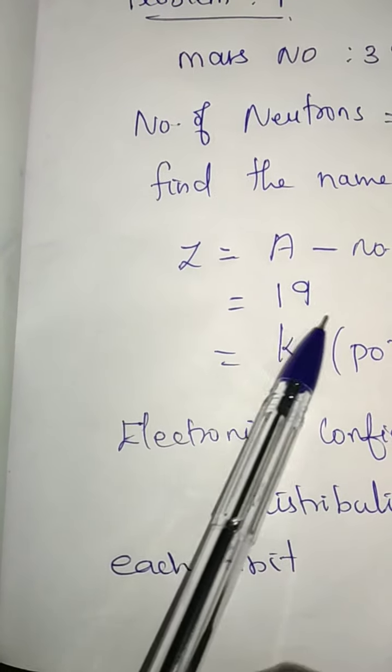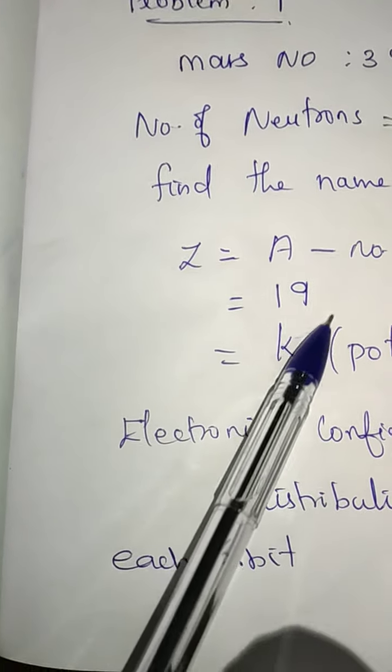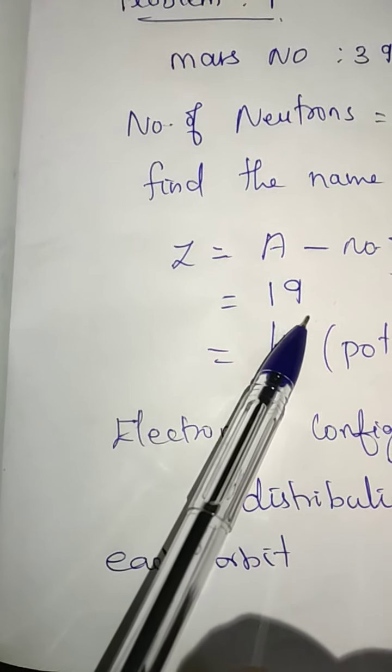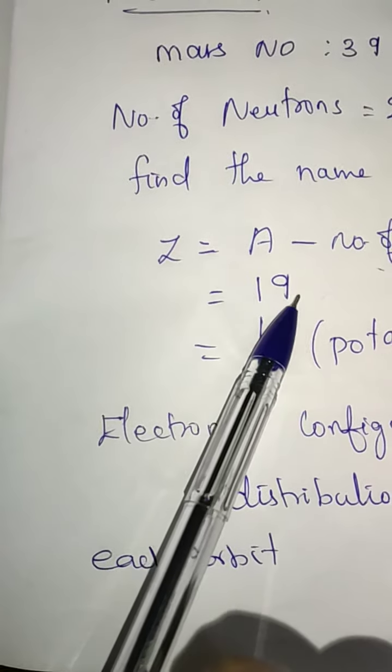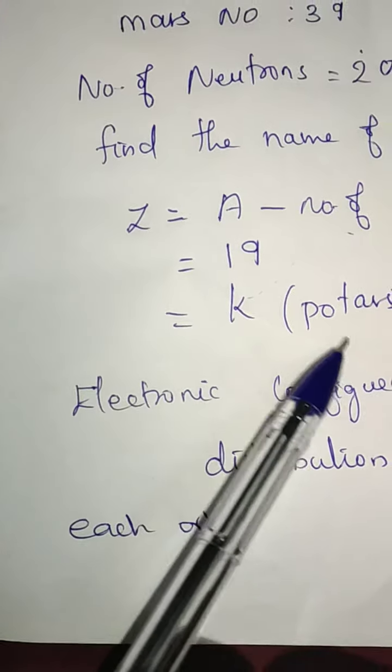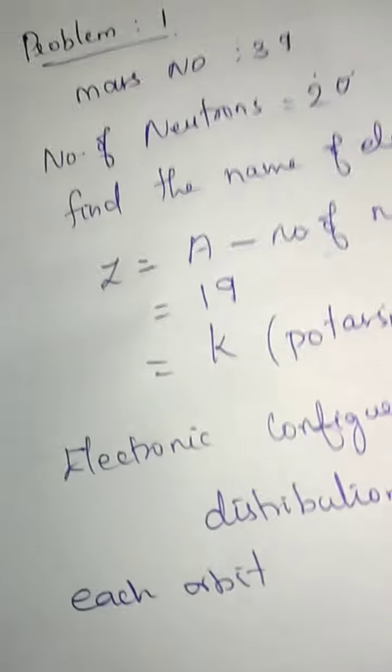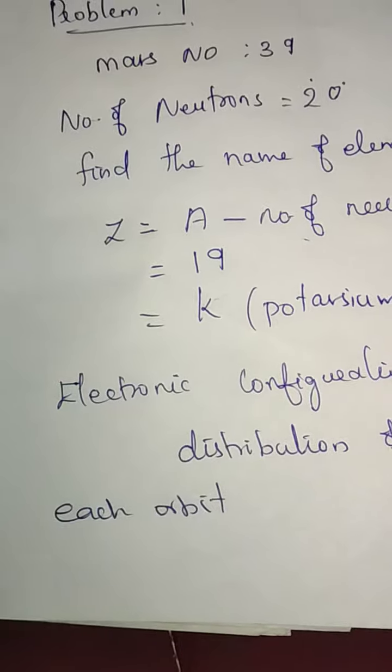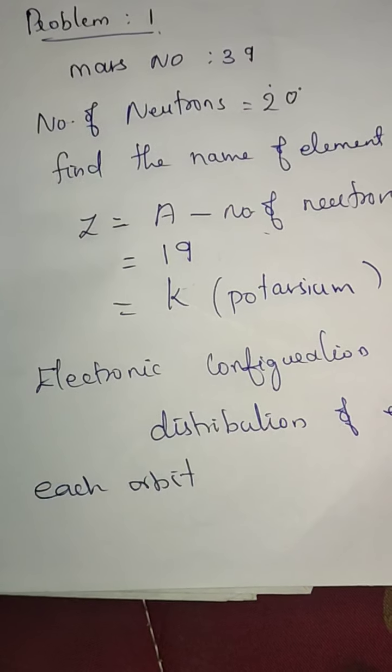Z value, atomic number, the total number of protons or the total number of electrons that are present in an atom is 19. So 19 means which element it determines? Potassium. The symbol is K, potassium. So what is the symbol? Potassium.